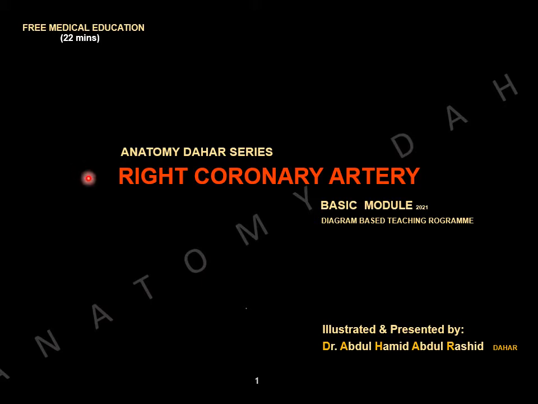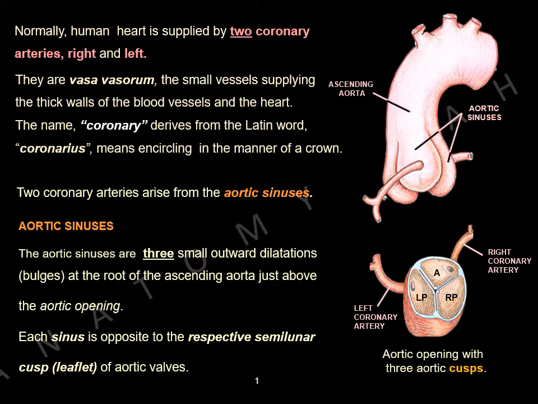Today's topic is the right coronary artery, free medical education. Normally, the human heart is supplied by two coronary arteries, right and left. They are not vasa vasorum, the small vessels supplying the thick walls of blood vessels and the heart. The name coronary derives from the Latin word coronarius, meaning encircling in the manner of a crown.